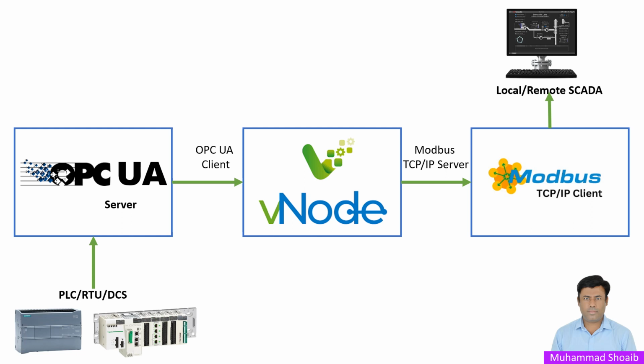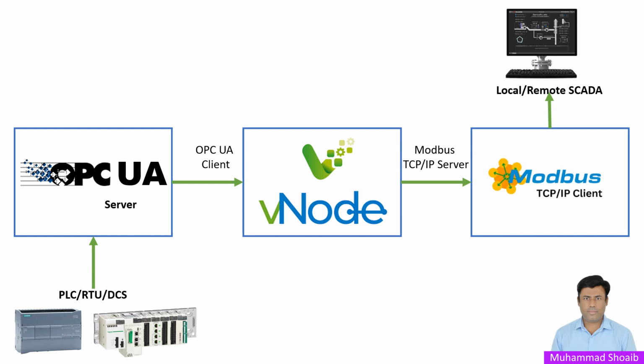Today in this tutorial we'll learn how we can use vNode to convert OPC UA protocol into Modbus TCP protocol. So if you have any PLC, RTU or DCS system that can support OPC UA, and your master station or SCADA or HMI can support only Modbus TCP protocol, in that case you can use vNode and convert OPC UA protocol or data into Modbus TCP data. So actually how we will do it?